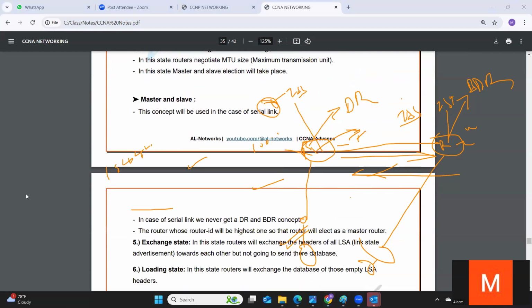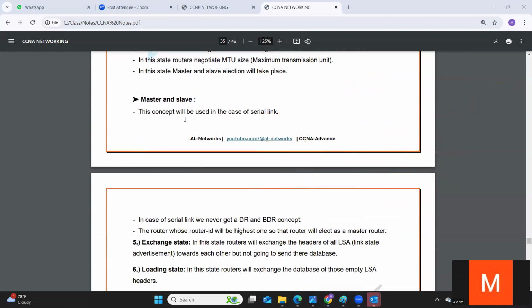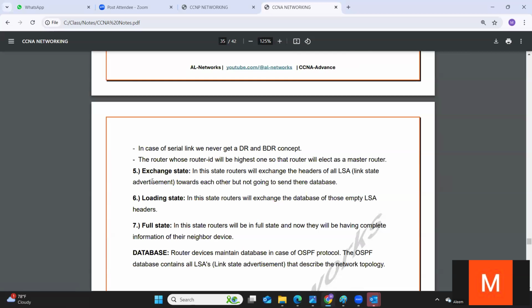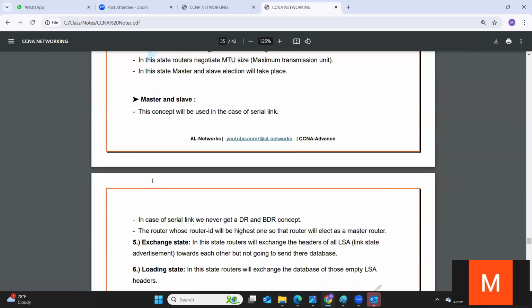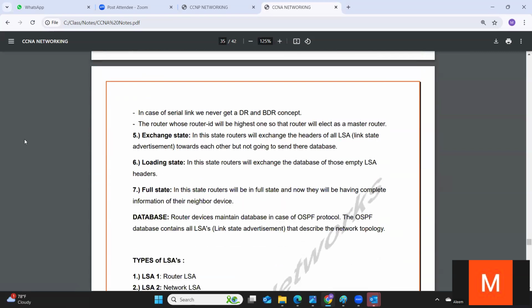So now move forward. The master concept is in serial links. In a serial link, we never get the BDR concept. The router whose router ID is the highest will be elected as the master router. As I told, in the serial link concept the master-slave election will happen. Nowadays we are not using serial links because they have less bandwidth and less speed. So nowadays we are using Ethernet links only: Ethernet, Fast Ethernet, Gigabit Ethernet, 10 Gigabit Ethernet.